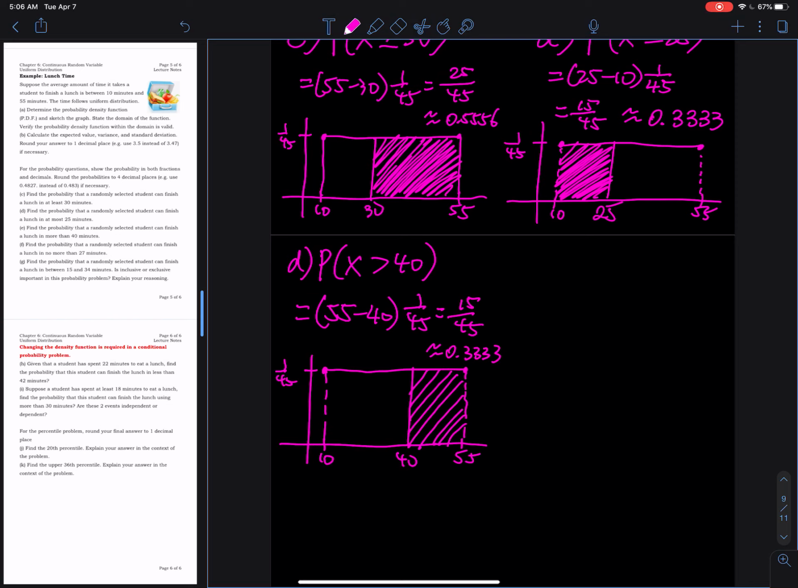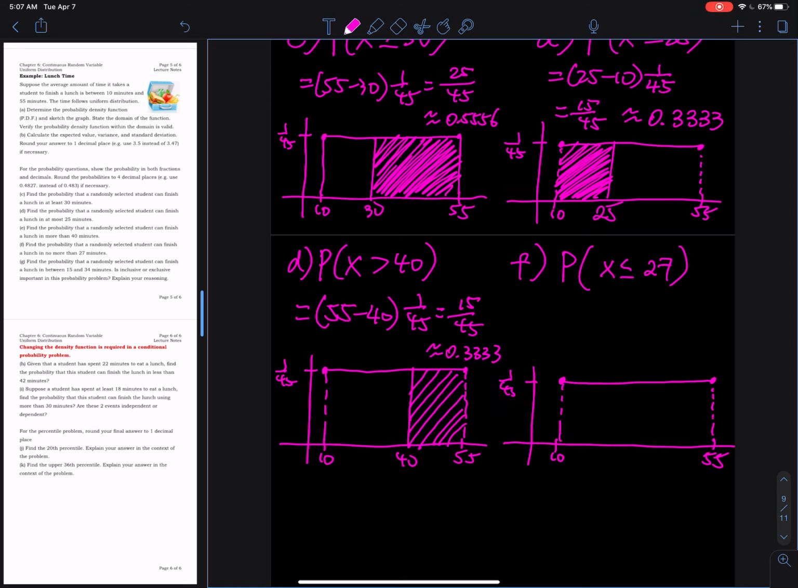And then part F is no more than 27. So part F, no more than, the opposite of more than is less than or equal to 27. As always, draw a graph from 10 to 55. I hope that I can just copy and paste, but I choose not to go that way because I really have to push you to draw the graph yourself. So we have 27 and then we shade the region. This is a rectangle. The area is base, which is the big number minus the small number because you don't want negative, times 1 over 45. That equals 17 divided by 45. That is around 0.3778.